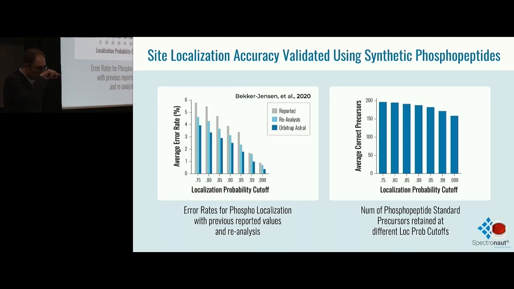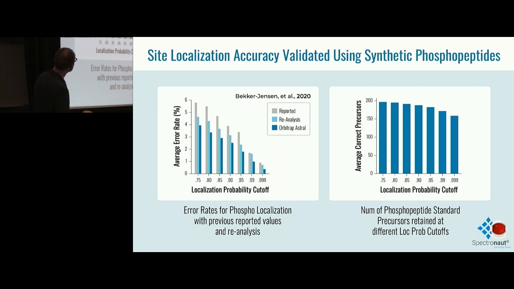So here's some of the results, and the data that I'm showing you in the blue bars are with Spectronaut 19. What we're seeing here is the probability cutoff, and the dark blue is the Orbitrap Astral data, and then this is Jesper's data that was originally reported, and then we researched it with Spectronaut 19 and see very good agreement with the prior results.